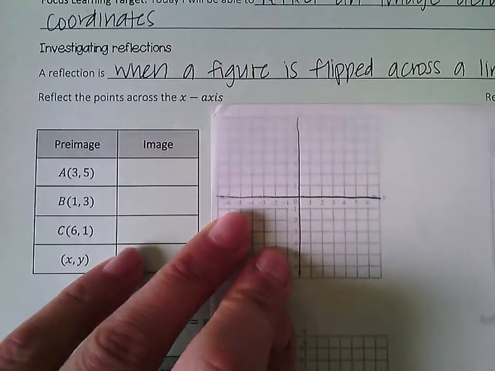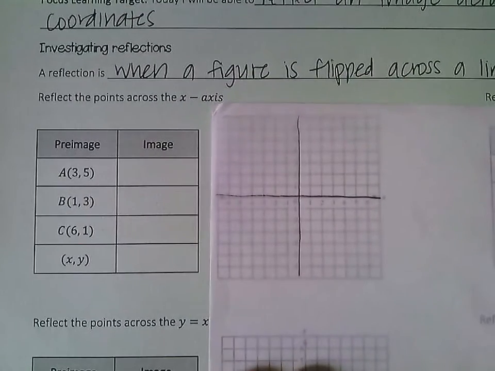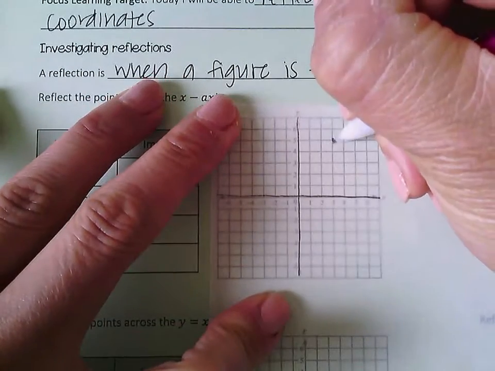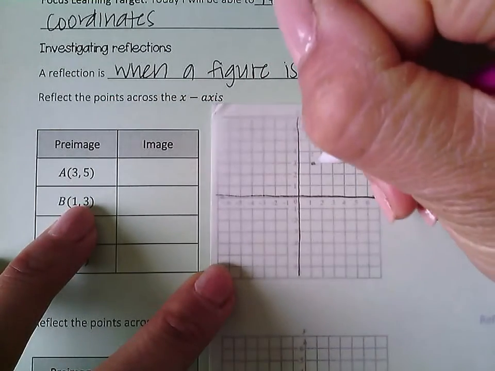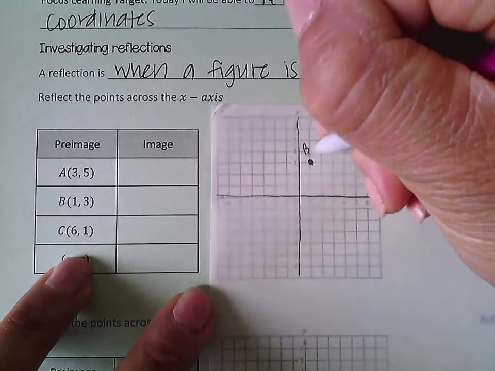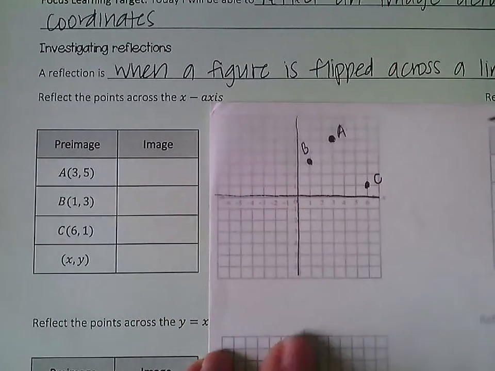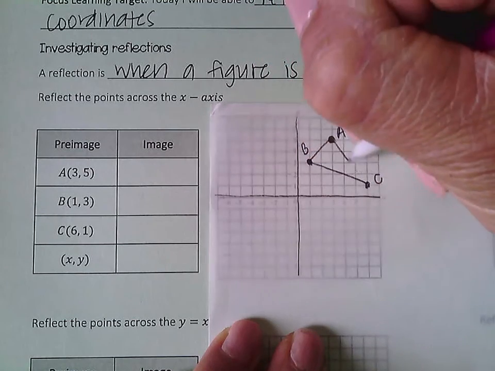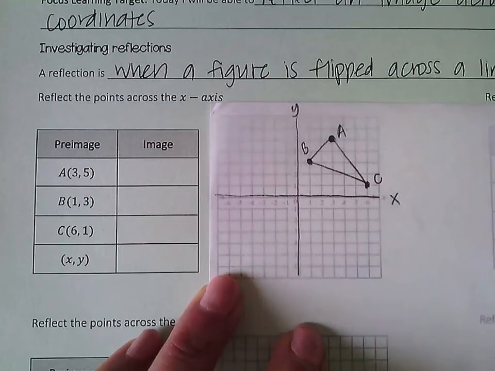Just like that. And then we're going to go ahead and graph these points. So we have 3, 5 as our A. B is 1, 3. C is 6, 1. And we're going to go ahead and connect these points and label our X and our Y axis.